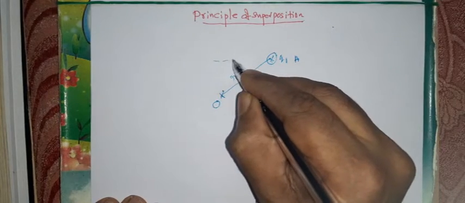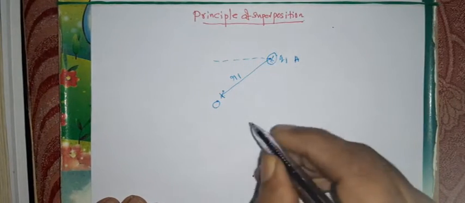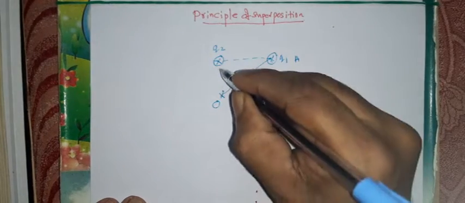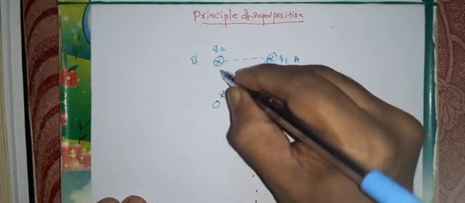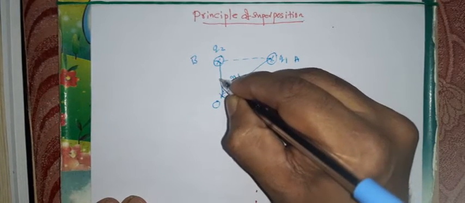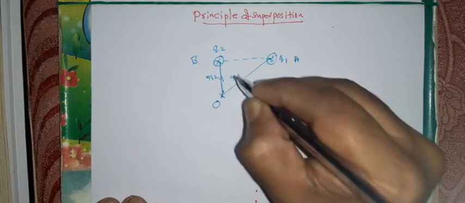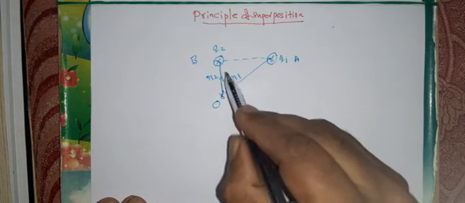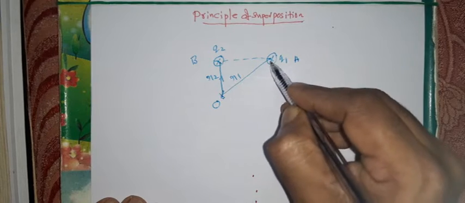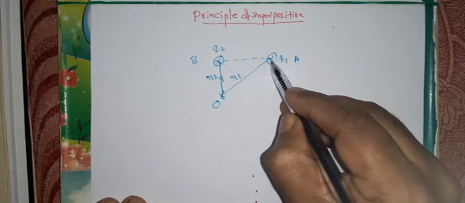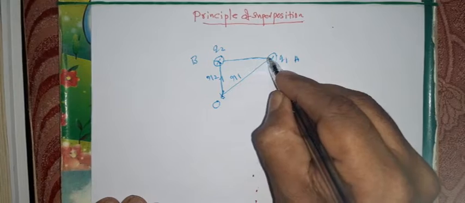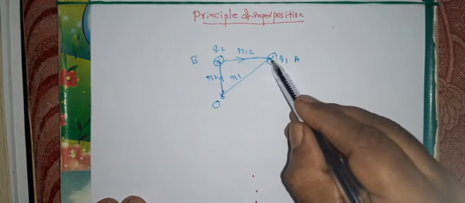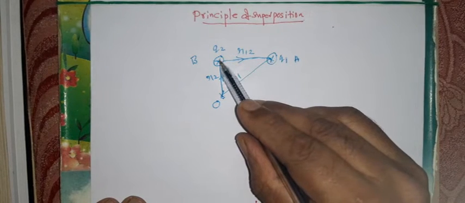Then you can place another charge Q2 at a point B at a distance R2 from the origin O. The distance between B and A, meaning the distance between Q2 and Q1, can be represented as R12, the distance of Q1 from Q2.